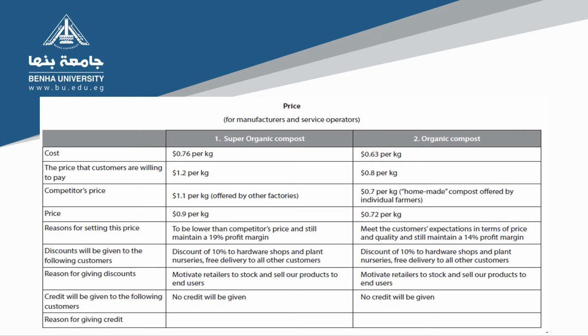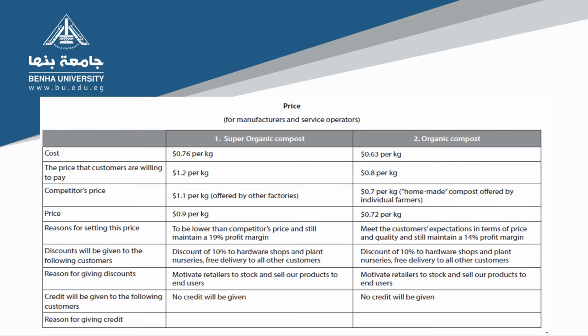Now, Mary and John make the table you see to show some data about their price. The table consists of 3 columns, as you see. The first column shows some data about the price, which are the cost, the actual cost for each product, the price that customers are willing to pay, the competitor's price, the price John and Mary offer, and reasons for setting this price.